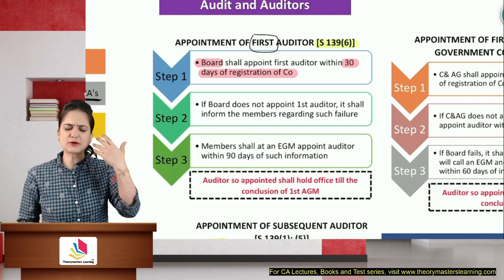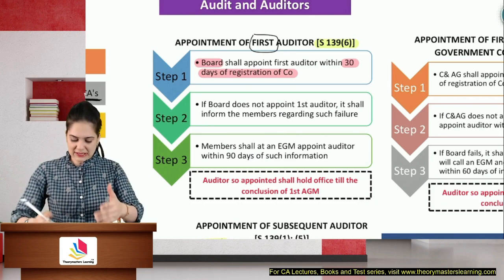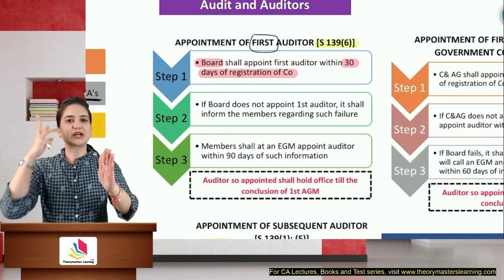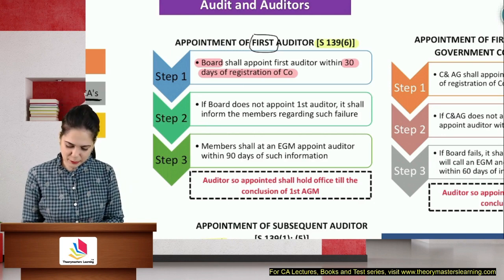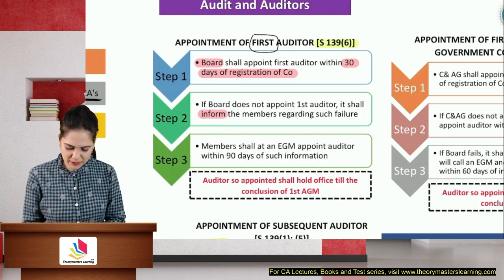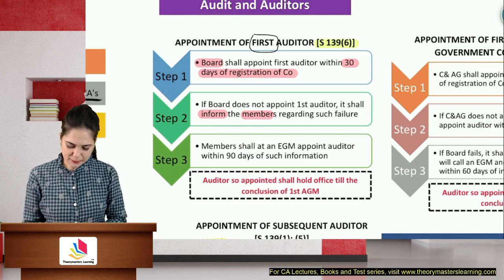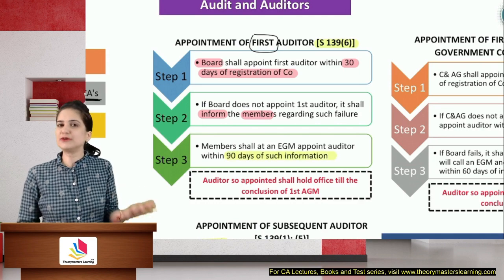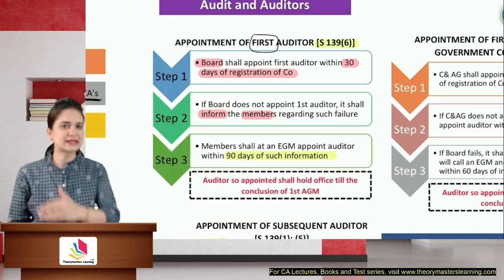So when you try to memorize this, how will you memorize? When you see things in color, it is easy to remember. So board of directors shall within 30 days of registration appoint the first auditor. In case the board fails, they do not appoint the first auditor, it will inform the members regarding such failure, and then the members will appoint the auditor in the extraordinary general meeting within 90 days of receiving that information. So did you notice everything is properly given in steps and sentence form?